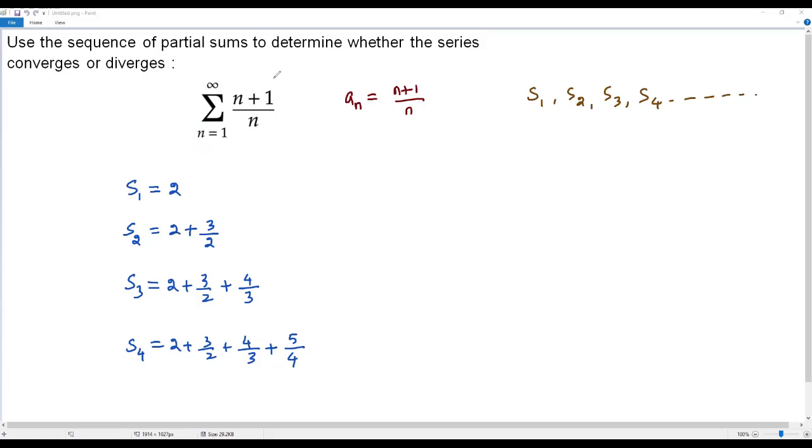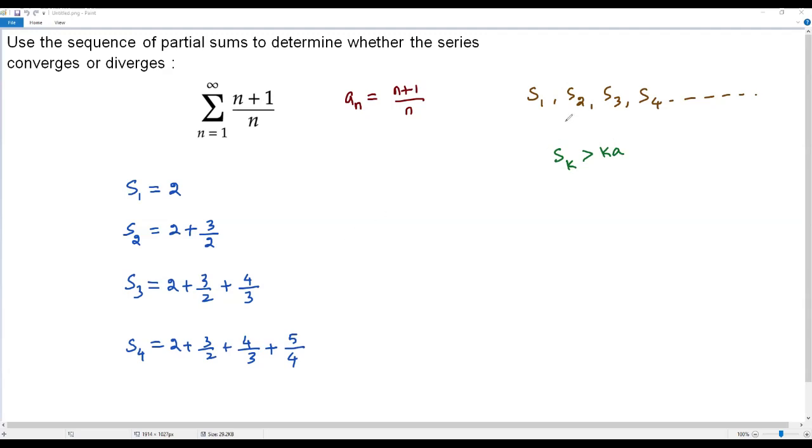How do we conclude the given infinite series diverges? For that, let's consider the sequence of partial sums. If the sequence of partial sums diverges, then we can say that the given infinite series diverges. For that, we have to write an inequality, that is Sk greater than k times A. Here Sk is the kth partial sum and A is some constant. If the sequence of partial sums satisfies this inequality, we can say that the sequence diverges, and then the given series also diverges.